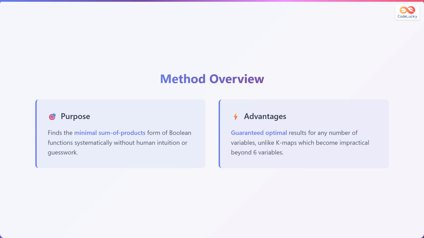The advantage of this method is that it guarantees optimal results for any number of variables, unlike Karnaugh maps, also known as K-maps, which become impractical beyond 6 variables.